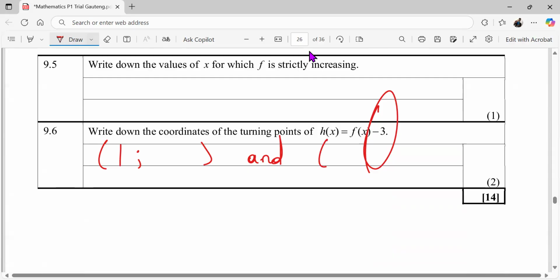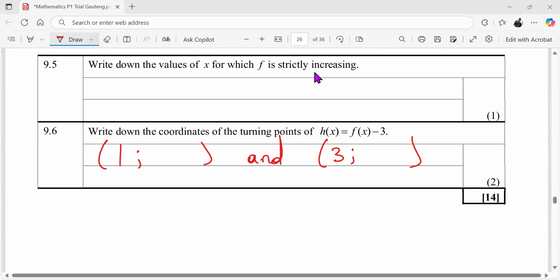And the second x value is, yes, so you can also write it in interval notation. The next one is 3. So these are the two turning points like that.